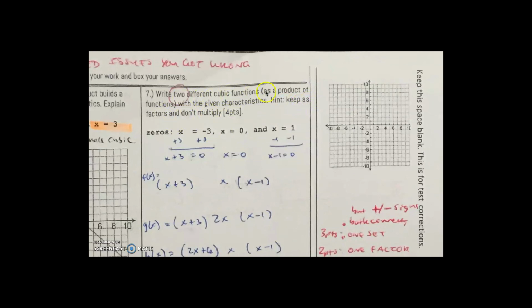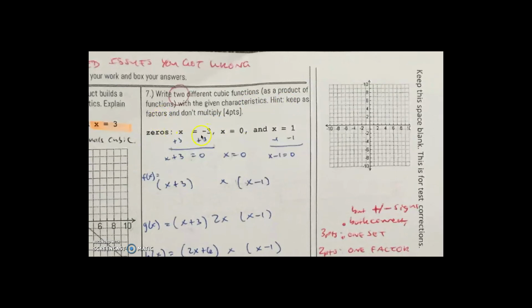So how do you get this as a product of functions? My end result is that I can multiply them to get a cubic function, but it tells me don't multiply, just put them as factors. Well, how do you get factors?